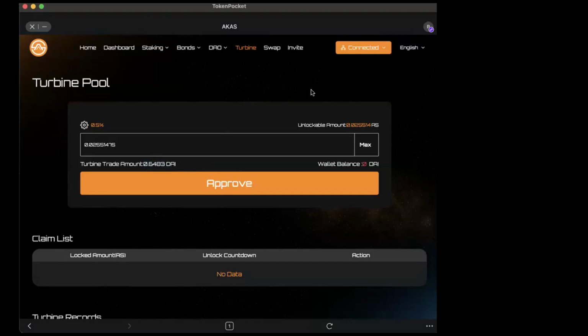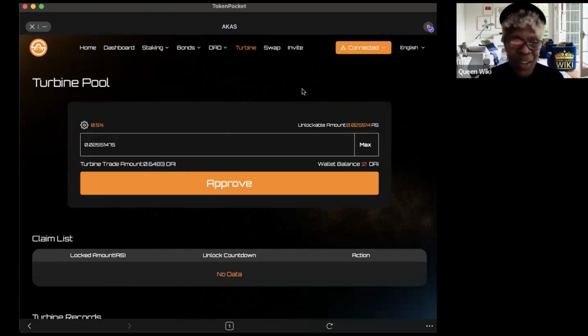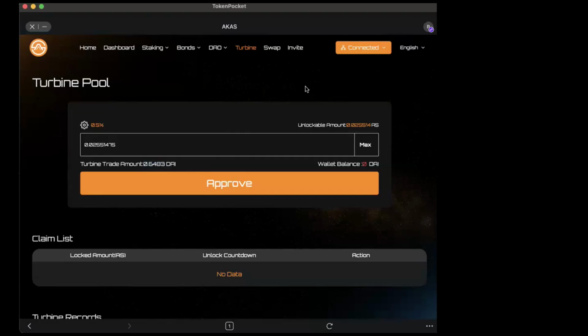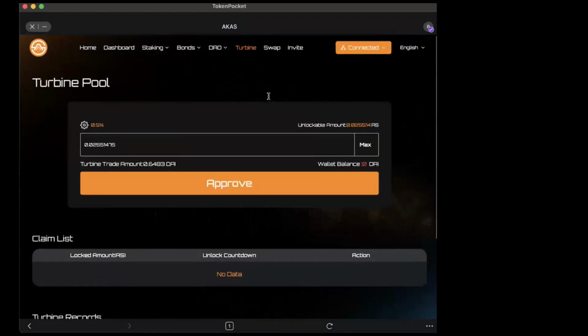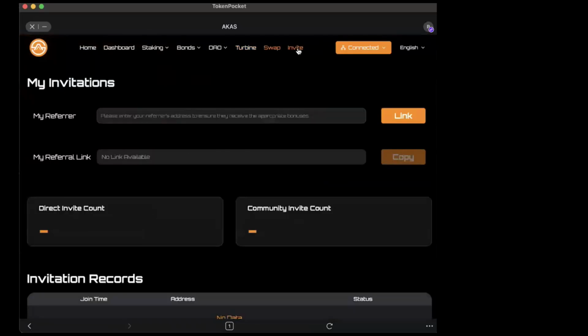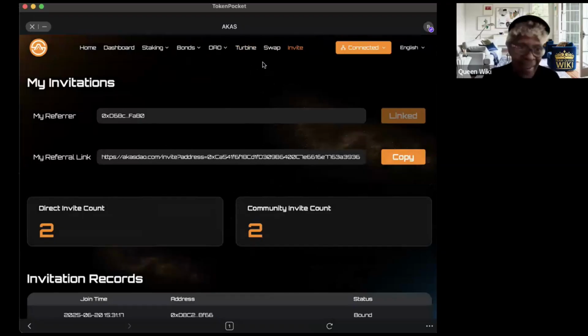I got it. So we still get 20 and not 10. Wonderful, understood. This is a good session. This is the mechanism of turbine, and the last will be the swap and the invite.